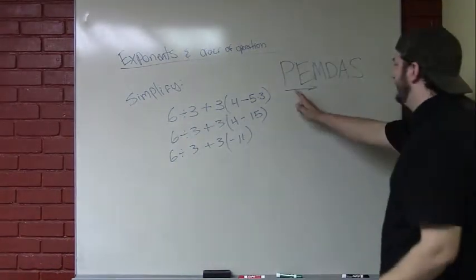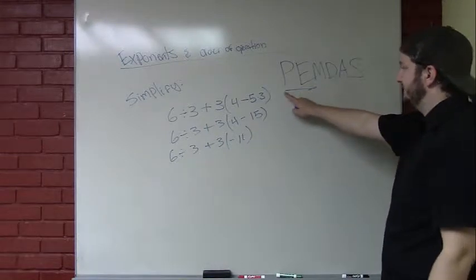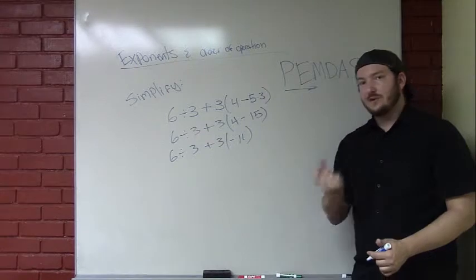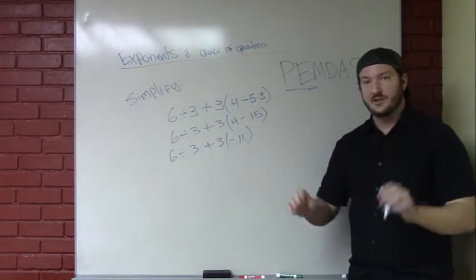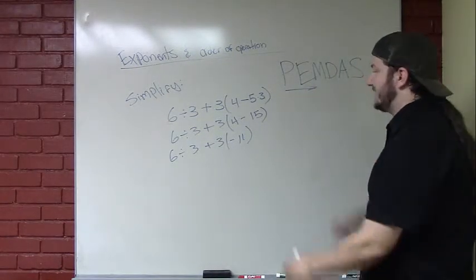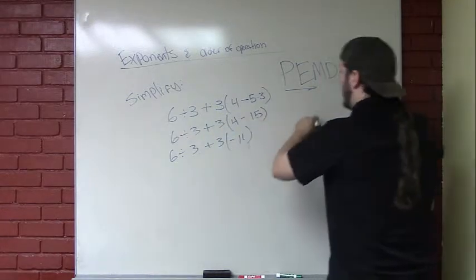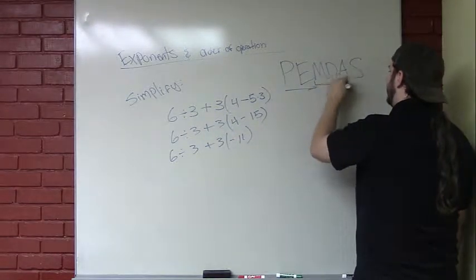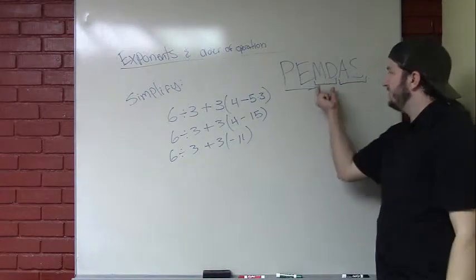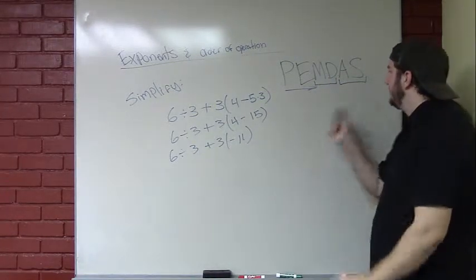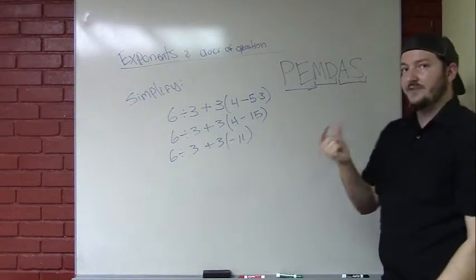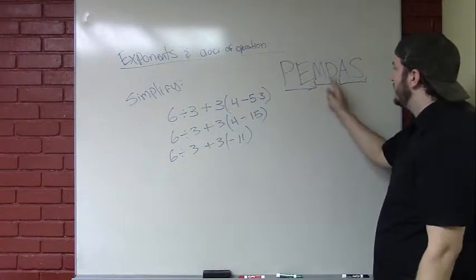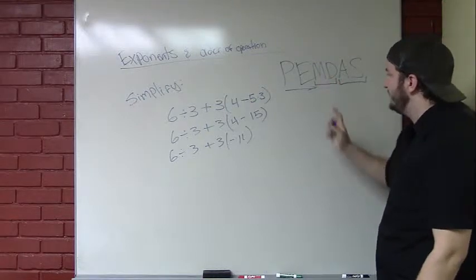Okay, so we're done with our parentheses, because we're down to a single number. There's still parentheses here, but we're down to a single number, so parentheses are done. Exponents. Well, there's no exponents. Multiplication and division. One thing I should add here is that multiplication and division is kind of like one thing, and addition and subtraction is kind of another thing.